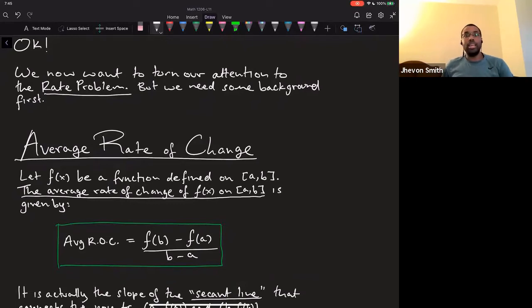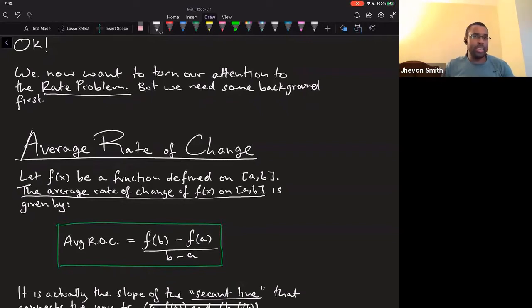But if someone were to say, in an instant, I want to know the current moment, how fast is it moving at this current moment? That was a lot more difficult. That was essentially what the rate problem is. We're trying to figure out how fast things change, how fast things move.